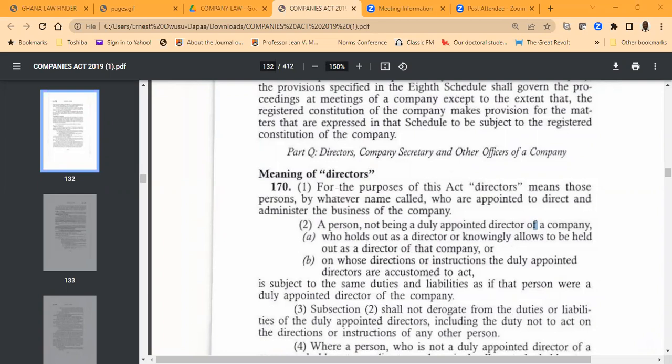Good. So first and foremost, who is a director? Who is a director? But before we look at who a director is, it is very important for us to remember the theory of incorporation of companies. We said that the company, upon being incorporated, that is, upon being registered, becomes an artificial person, which can sue and be sued, which can enter into transactions in its own right, and so on and so forth.